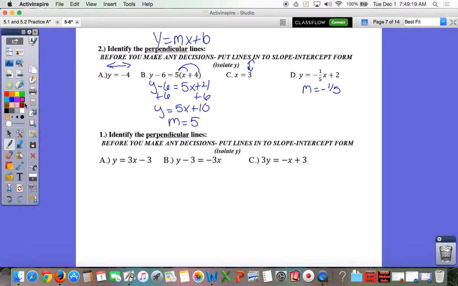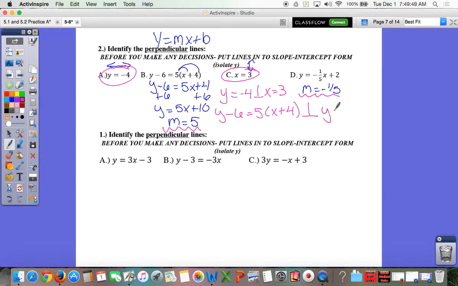So if I take a look, I know that my vertical and horizontal lines, that y equals -4, is perpendicular to x equals 3. Then I look, positive 5, -1/5, they're opposite reciprocals. So I could say that y minus 6 equals 5 times the quantity x plus 4 is perpendicular to y equals -1/5 x plus 2.